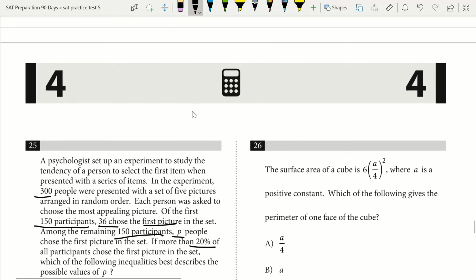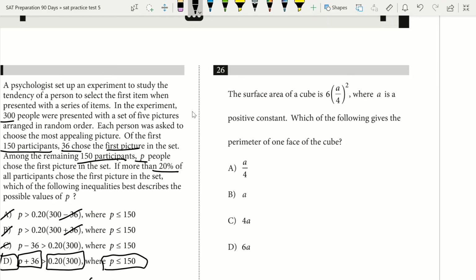All right, number 26. Surface area of a cube is 6 times a over 4 squared. A is a positive constant. What gives the perimeter of one face of the cube? Okay, I know my surface area for a cube is 6 times the area of one side squared. Therefore, my area of one side is going to be a over 4. The perimeter of one face of my cube, if my area is a over 4, I know my area.